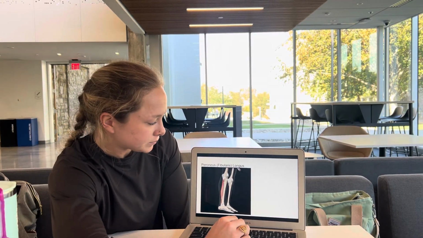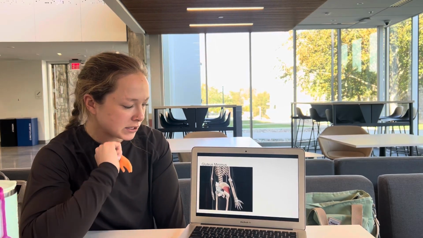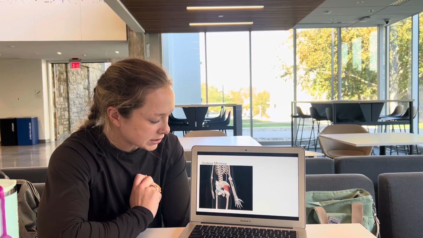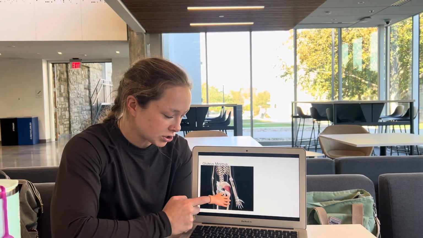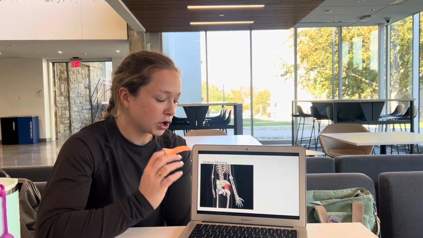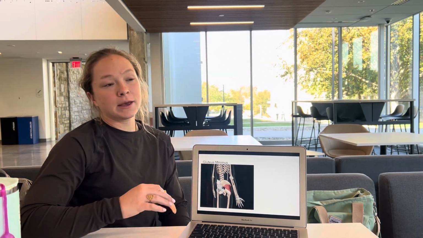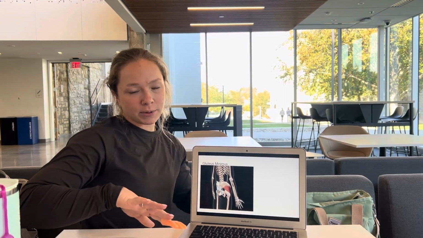Our gluteus minimus is going to originate between the anterior and inferior gluteal lines on the ilium, and then it's going to insert on the anterior greater trochanter of our femur. It is going to help us with our hip flexion, hip abduction, and hip internal rotation.